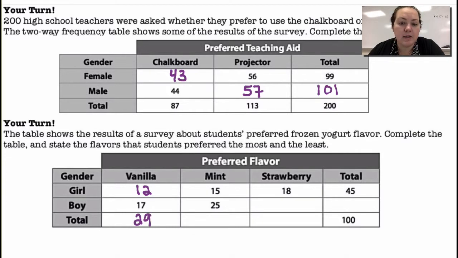If I add 12 and 17, that gives me 29. I could add 15 and 25, that gives me 40. I can figure out this missing piece had to be 31 by taking 100 minus 40 minus 29. And then 31 minus 18 gives me 13. And if I add 17 plus 25 plus 13, I get 55. Or I could have done 100 minus 45 and got 55.